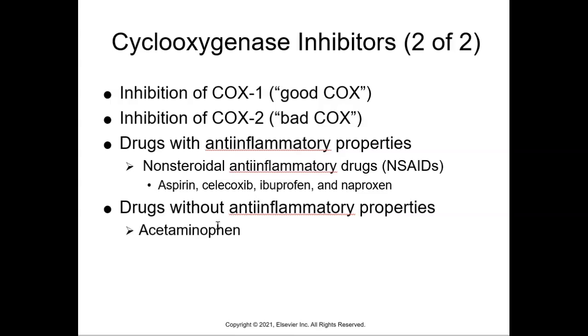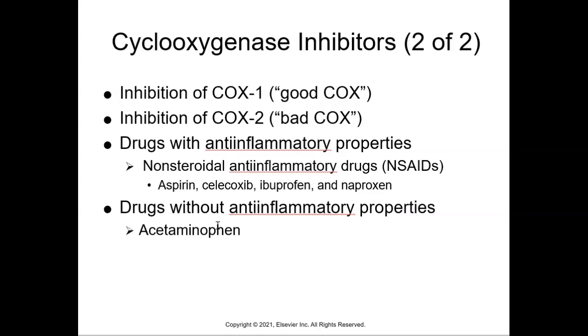There are two generations of NSAIDs: first generation NSAIDs and then the second generation of NSAIDs. The first generation are aspirin, ibuprofen, and naproxen. The second generation are the selective COX-2 inhibitors, which are the COXIBs. So meloxicam and celecoxib fall into the second generation selective, okay? But let's talk about these first generation ones, our true NSAIDs of aspirin, ibuprofen, naproxen.